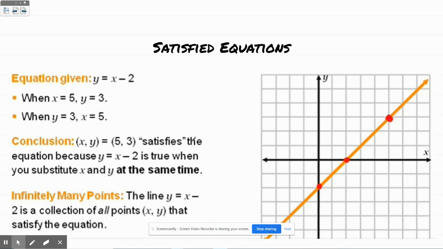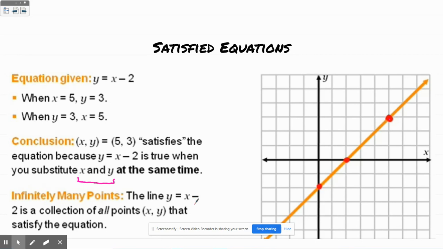So when y equals 3, 1, 2, 3, and x equals 5, that's the exact same way of saying it satisfies. So (x, y) equals (5, 3) satisfies that equation because it makes it true when you substitute both x and y at the same time. You have to substitute them both for the whole point to work out.